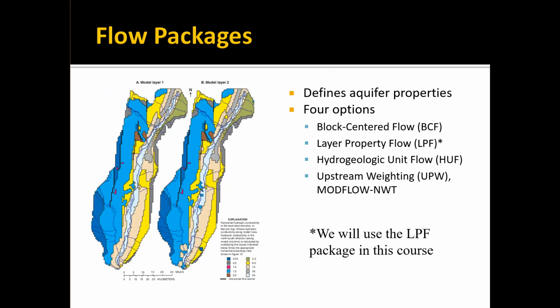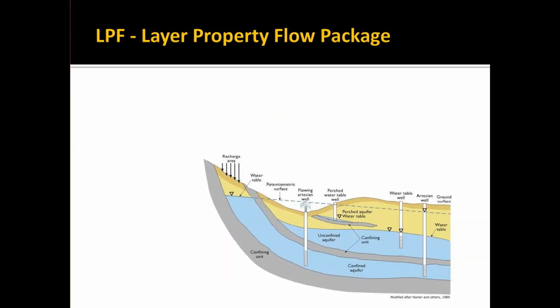Okay, as I mentioned, you do need to select one flow package, and there are 4 options as I described before, and this is for defining the flow properties. In the layer property flow package, the LPF package, you enter for each layer, but you do it on a cell-by-cell basis, a KH, which stands for horizontal hydraulic conductivity, and a KV. So the KH would apply for both X and Y.